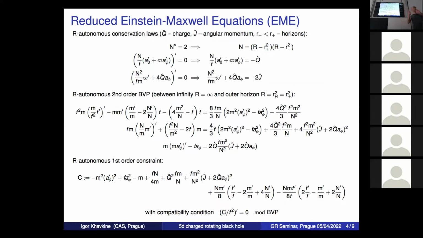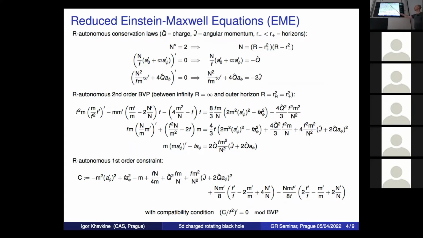So in general, you could have an outer horizon and an inner horizon, and their locations happen to be integration constants extracted from the subsystem of conservation laws. So once you have integrated this part of the equations, you can then substitute these expressions into the rest of the equations.